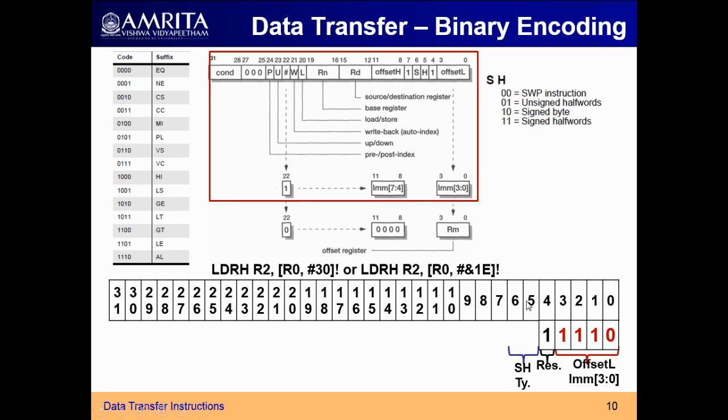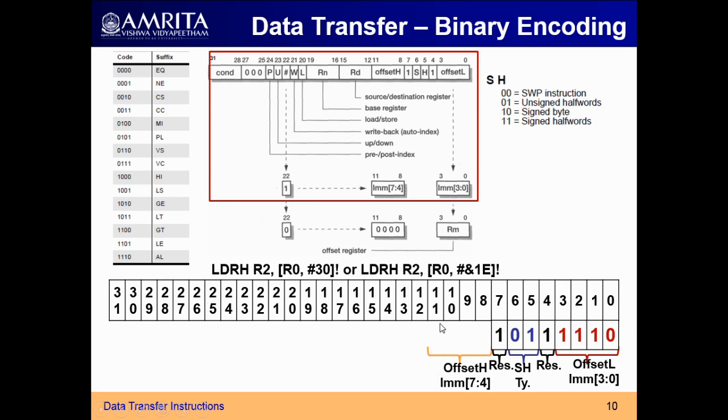Then bits 5 and 6 are used for representing the SH type. SH type stands for what type of instruction you are using. Here I am using half word load, which means an unsigned half word load. Since it is an unsigned half word load, it is encoded as 0, 1. The next bit is again reserved as 1.